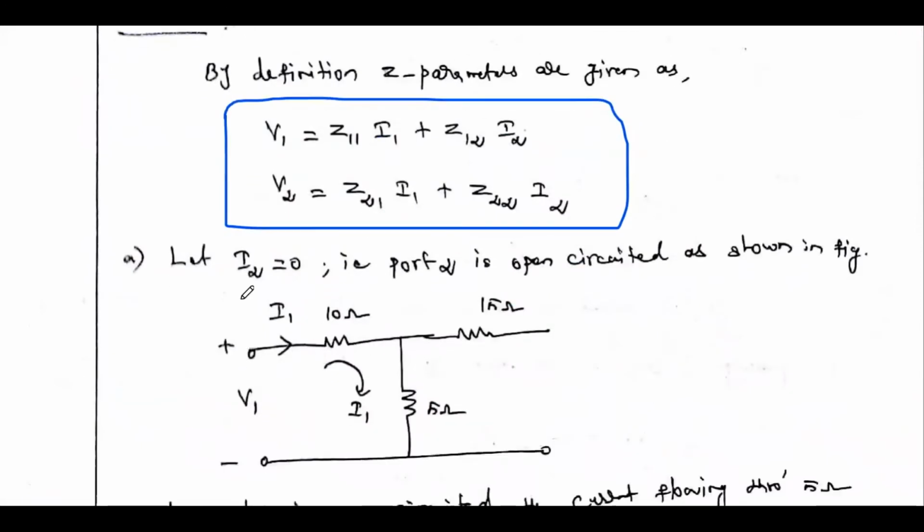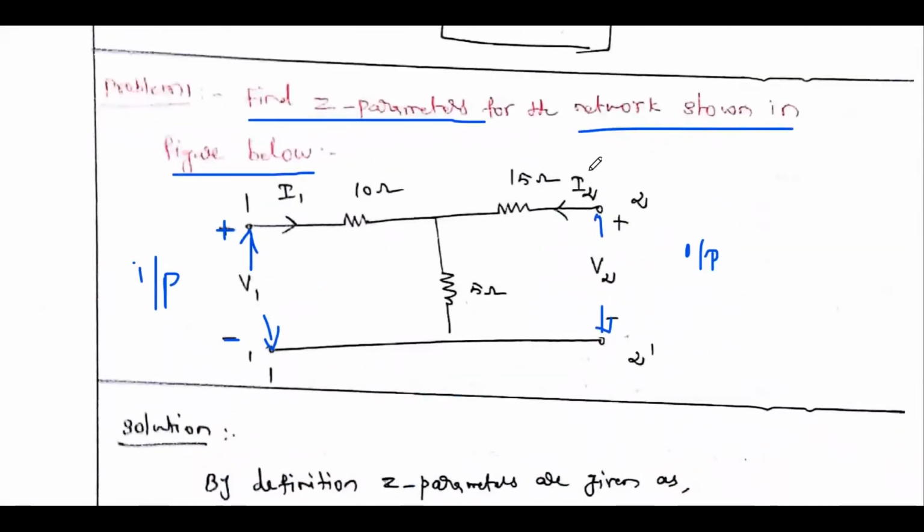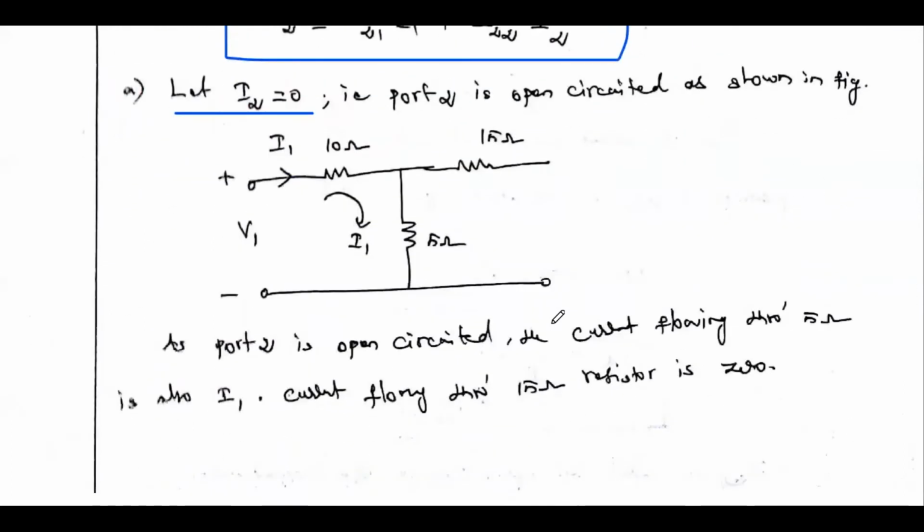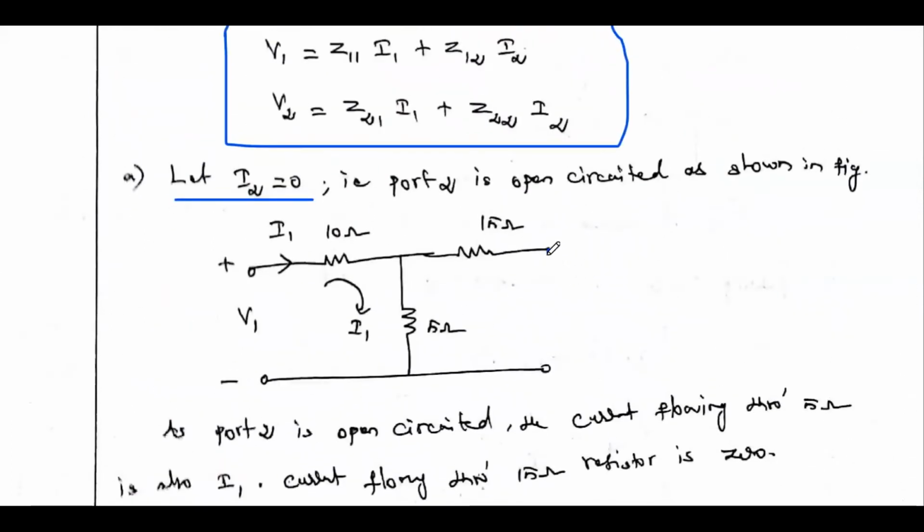So in the first case, let I2 equal to 0. What is I2 equal to 0? I2 equal to 0 means we have to make the output port an open circuit. You see, this is our given diagram, so we make this output port an open circuit. Under the open circuited condition, what is the current flowing? This is an open path, there is no closed path. So with an open circuit, the current I2 becomes 0. The current flowing through this 15 ohm resistor is 0.